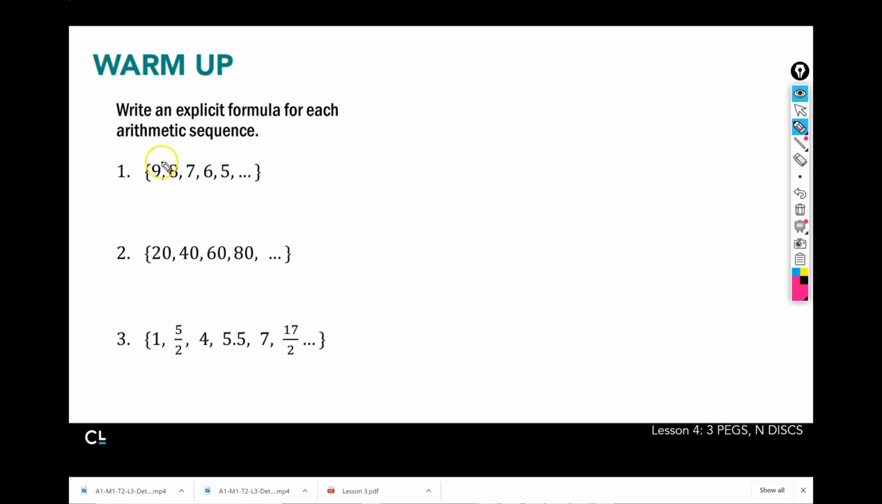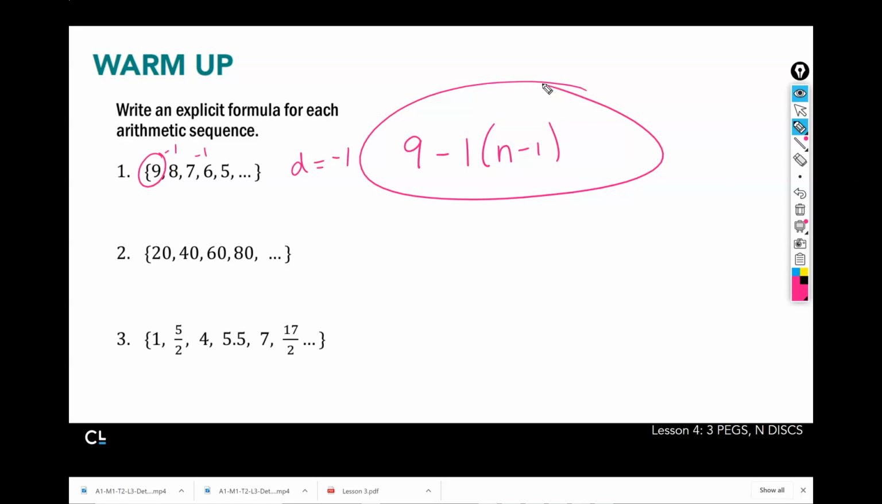Number 1, I notice that my first term is 9 and we are decreasing by 1. So my common difference is -1. So we can say 9 minus 1 times n minus 1. We could put that as our explicit formula.